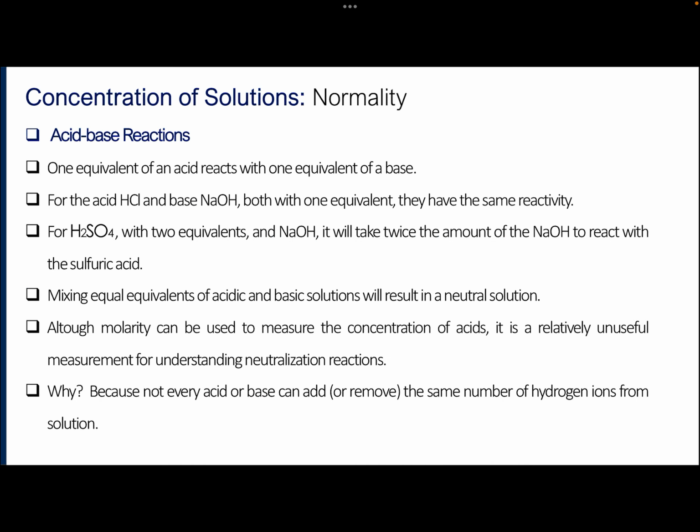Okay, so for acid-base reaction, 1 equivalent of an acid reacts with 1 equivalent of the base. For an acid, if we have HCl and NaOH, it means I need one OH to neutralize the H of HCl. But if I have H2SO4 with NaOH as its partner, it means I need two NaOH, two OH to neutralize the two H plus of H2SO4.